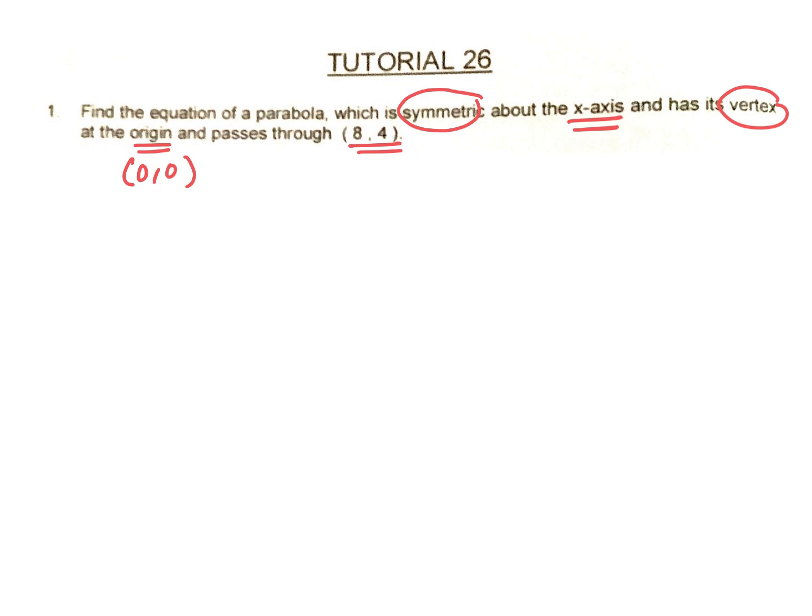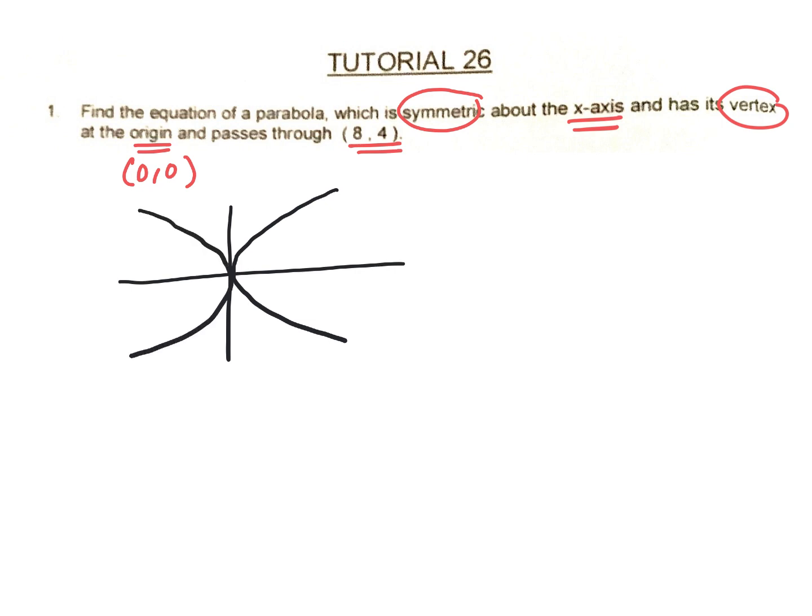Using the information given, it is symmetric about the x-axis, right? So when it is symmetric about the x-axis, your parabola should be in this kind of shape, either this one or this one. If the given is symmetry about the y-axis, then this will be the shape of your parabola. But it depends on the second piece of information.